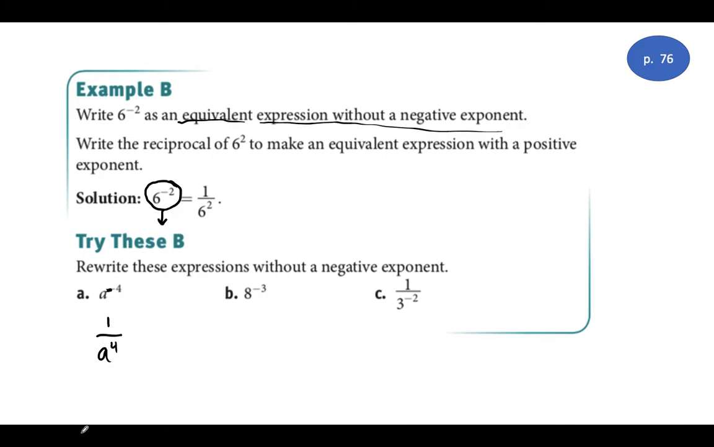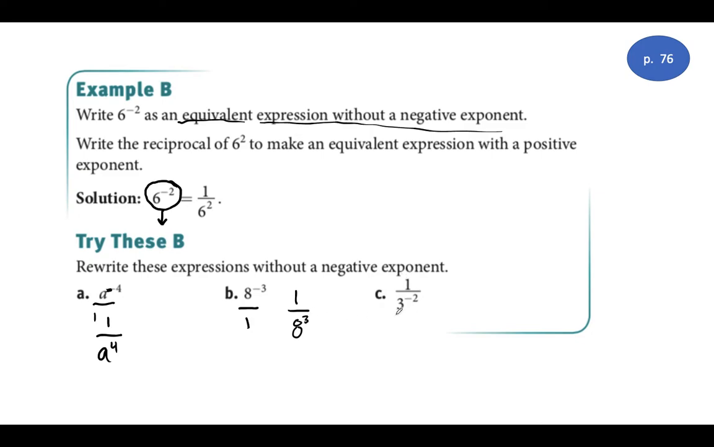Let us put them in the denominator, right? Remember, this is a to the negative 4 over 1, so we're going to make it 1 over a to the 4. This is 8 to the negative 3 over 1, so we are going to make it 1 over 8 to the positive 3. Once you take the reciprocal, the exponent becomes positive.